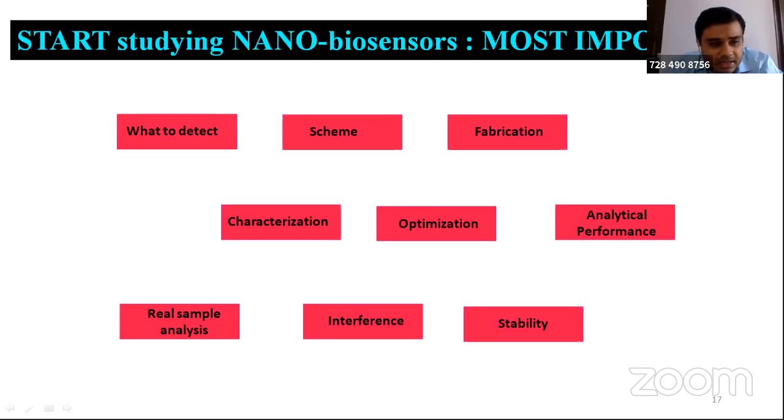And the final is the stability. Stability is very, very important when you go for commercialization. If you are housing it somewhere in Chennai and you have to transfer it to Delhi or Assam or somewhere else, the system should be very stable, right? The shelf life should be very high. So this is the general information whenever we are designing a sensor.